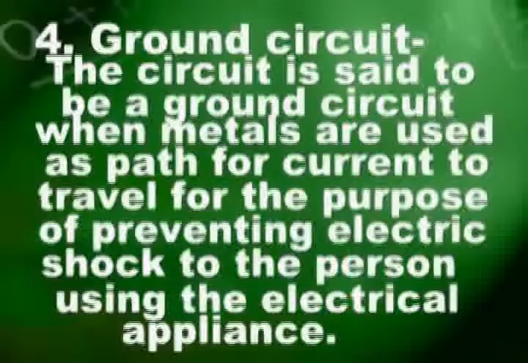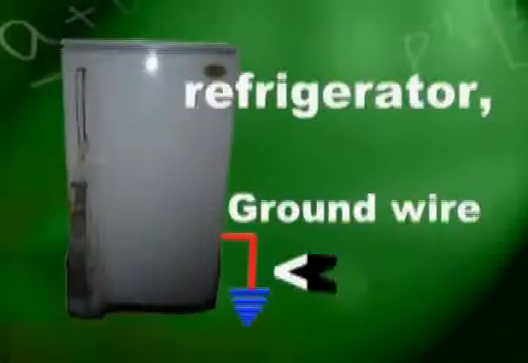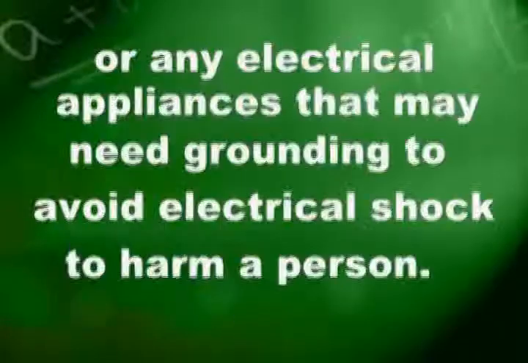Number 4, ground circuit. The circuit is said to be a ground circuit when metals are used as path for current to travel for the purpose of preventing electric shock to the person using the electrical appliance. It may be applied to a clothes dryer, washing machine, a refrigerator, or any electrical appliances that may need grounding to avoid electrical shock to harm a person.